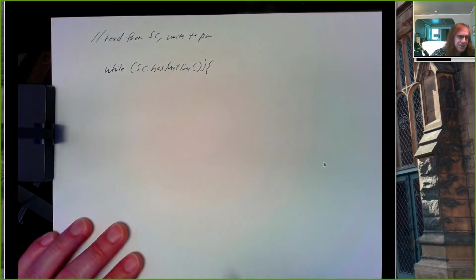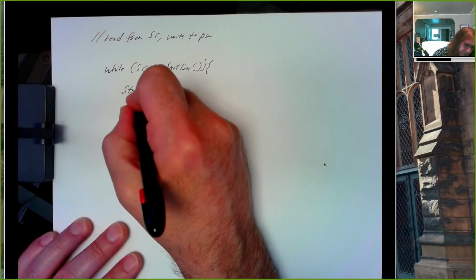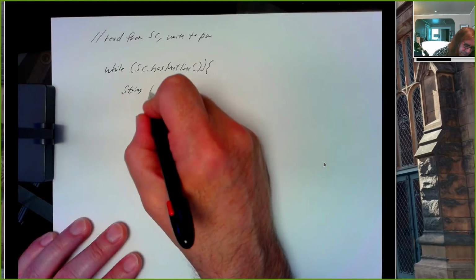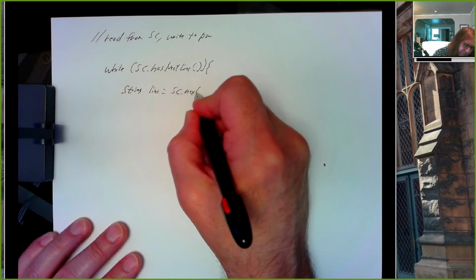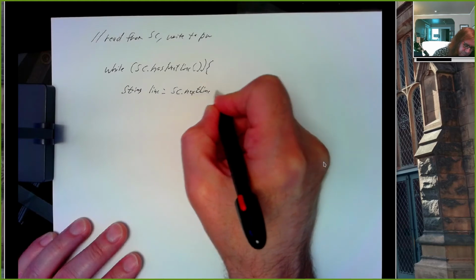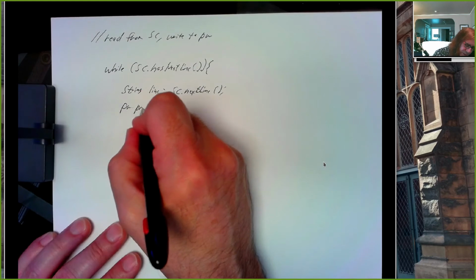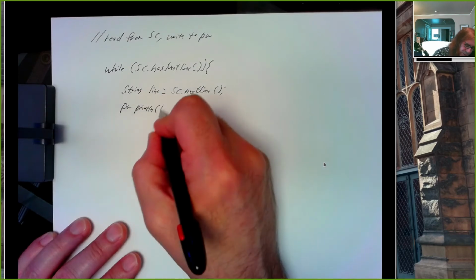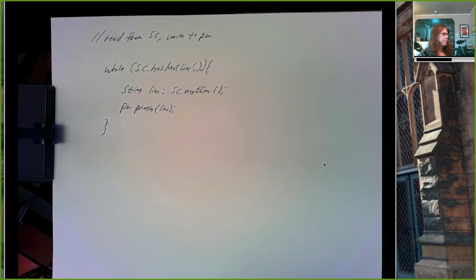So while the scanner hasNextLine, you could do String line equals sc.nextLine, and then pw.println line. All right, so that'll work.